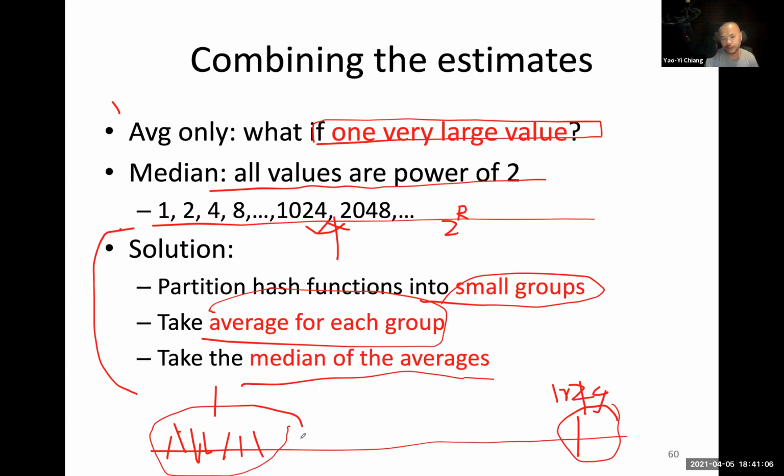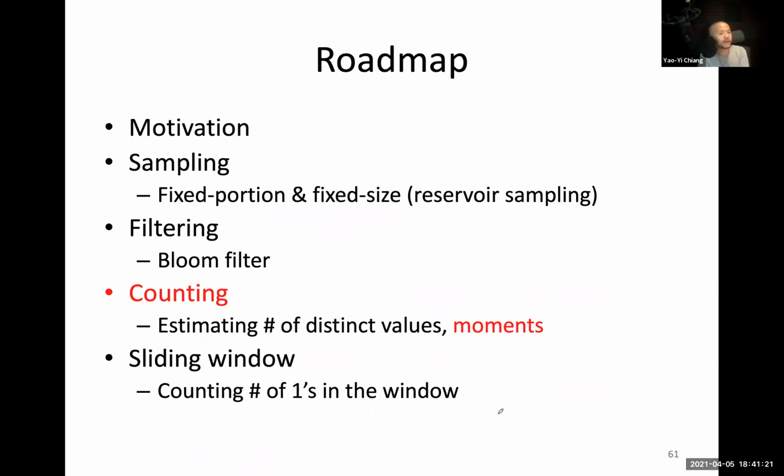Not a very good example because there are only 2 values. For the median, we can probably pick the first one. If you pick the first one, you're lucky. If you pick the second one, this is your outlier. But usually you will have more than 2 groups, so you should be okay. All right, so that's the algorithm for estimating the number of distinct values.